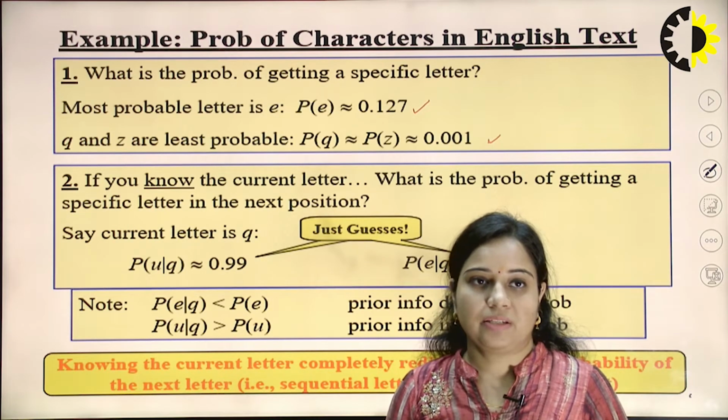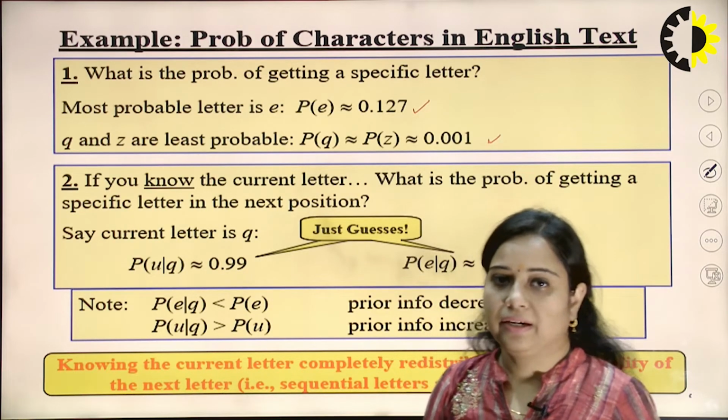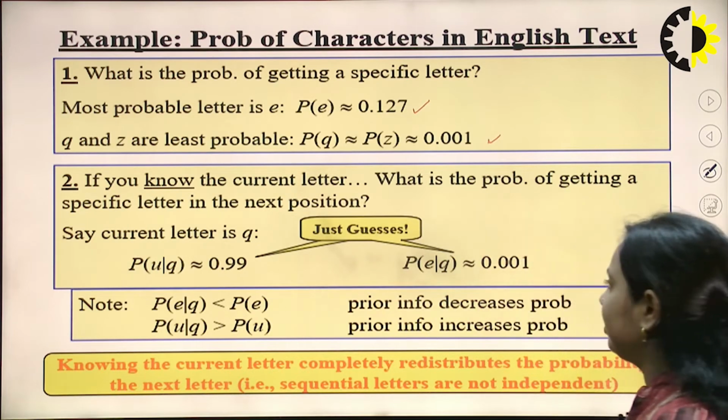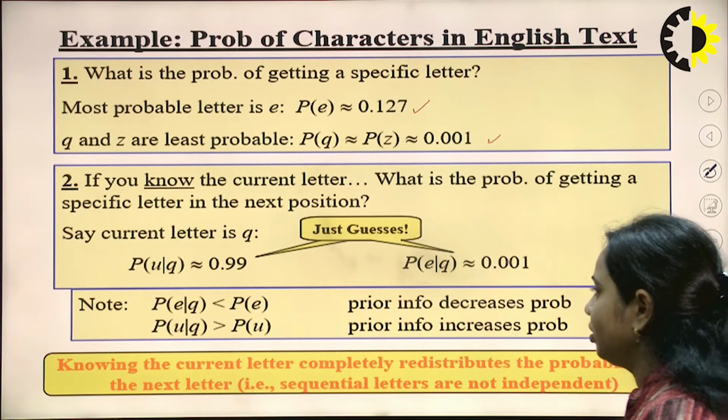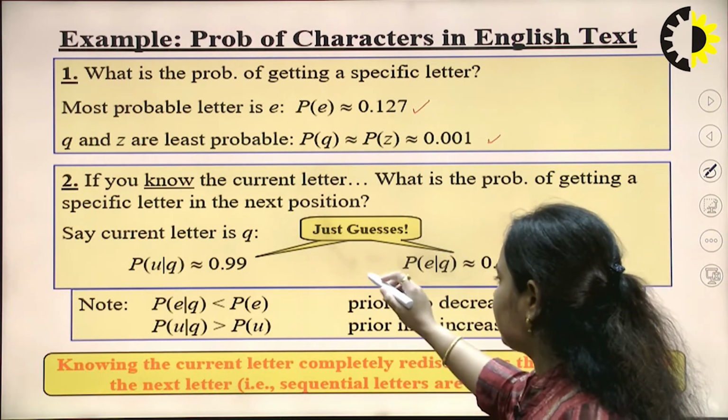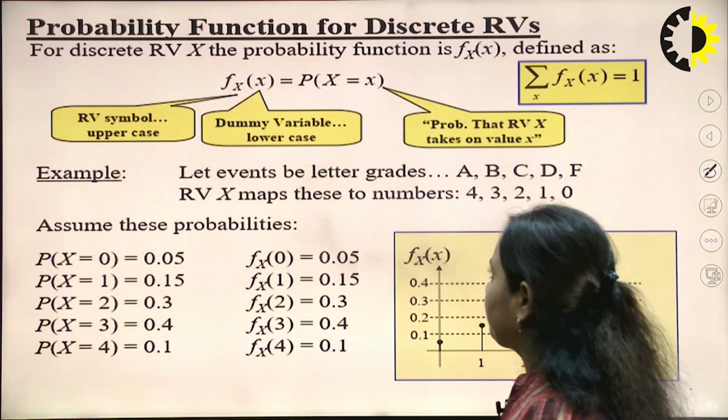Now, next is if you know the current letter, what is the probability of getting a specific letter in the next position? These are some of the guesses that you can find out.